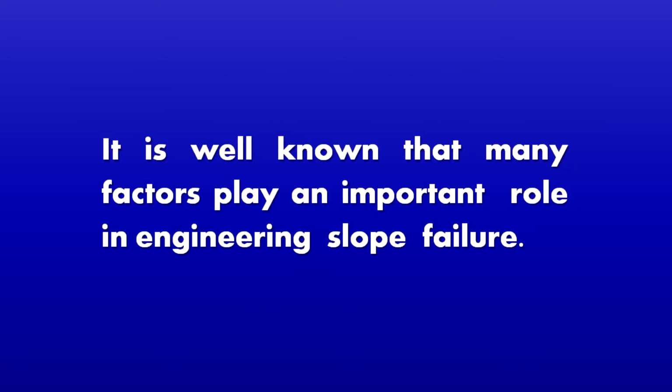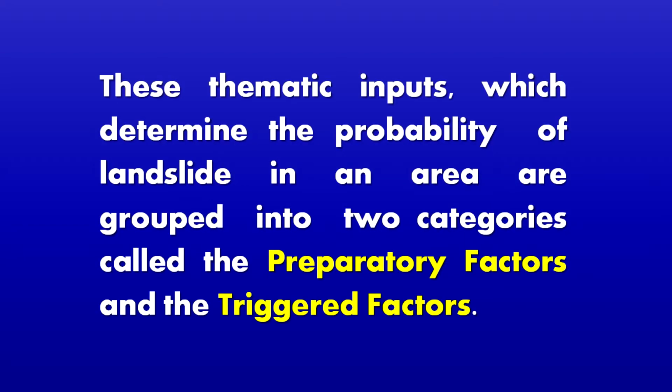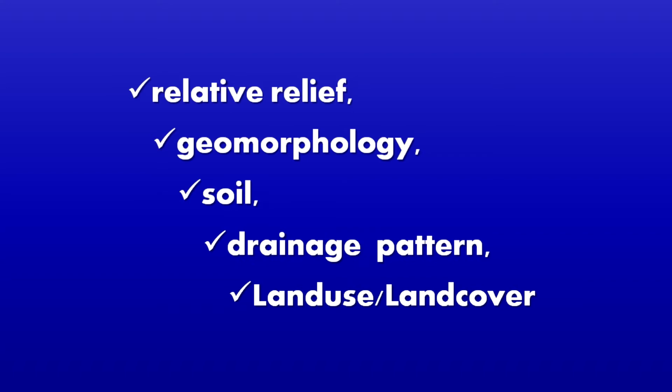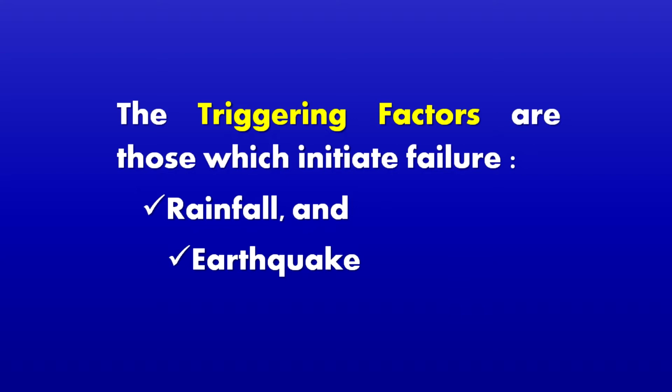It is well known that many factors play an important role in engineering slope failure. These thematic inputs which determine the probability of landslide in an area are grouped into two categories, which we may call preparatory factors and triggering factors. The preparatory factors are those which make the slope susceptible to failure, such as geology of an area, structures, slope and aspects, relative relief, geomorphology, soil, drainage pattern and, most important, the land use and land cover. Whereas, the triggering factors are those which initiate failures, such as rainfall or earthquake tremors.